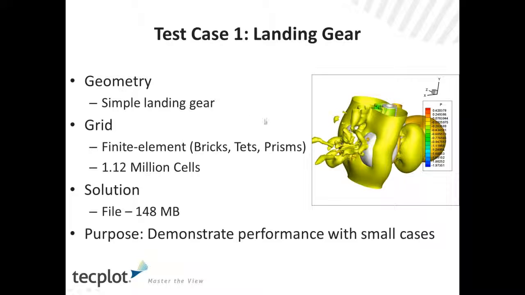Okay, so the cases we're going to look at, the first case is a simple landing gear configuration. It's a finite element mesh. It's about 1.12 million cells, and the solution file is about 148 megabytes in size. Very small, but the idea is to show that you can use this with small cases and still see a net benefit.